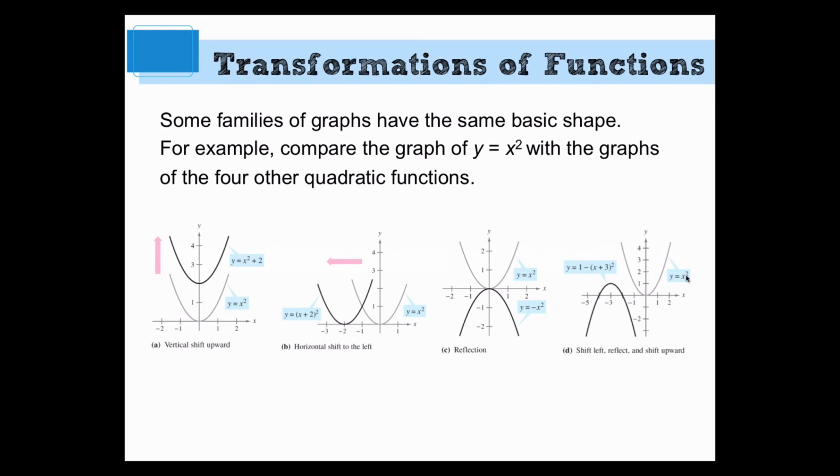Notice it's not attached. If the number is not attached, it's going to move it up and down. If it is attached, it moves it left or right. Same thing is true with the negative sign. Is the negative sign attached to the variable or not attached to the variable? If it's attached to the variable, you flip it over the y-axis. If it's not attached to the variable, you flip it over the x-axis. So identify the mother function first, then perform the transformation.